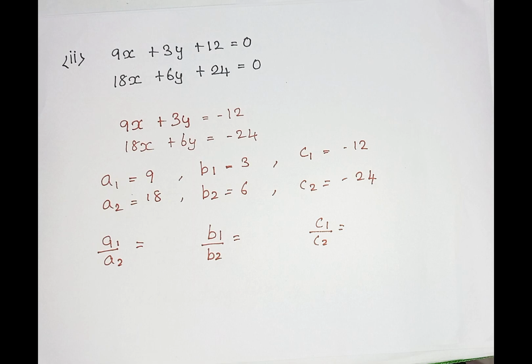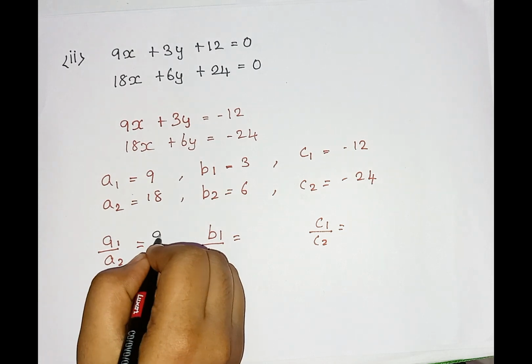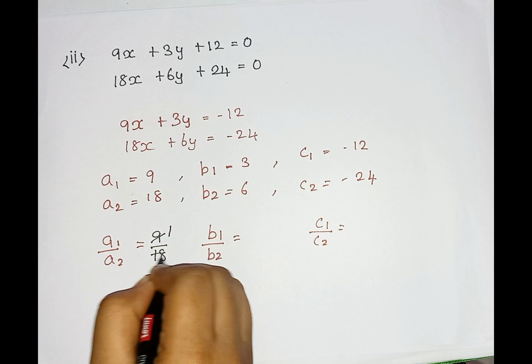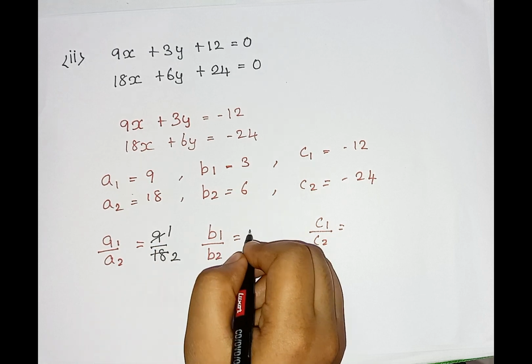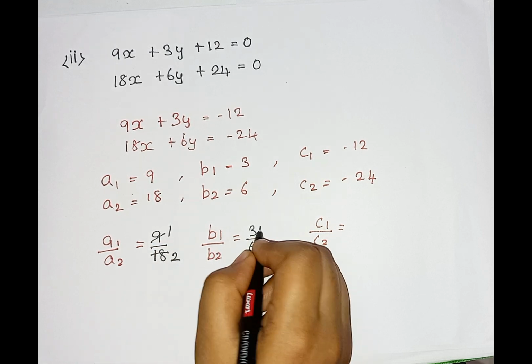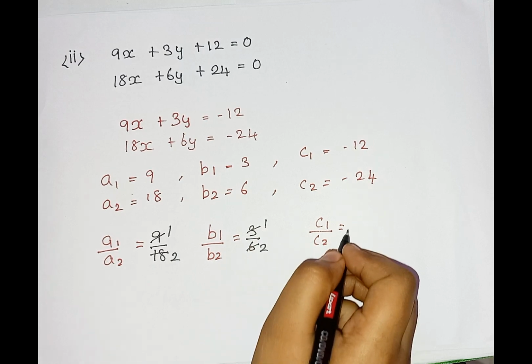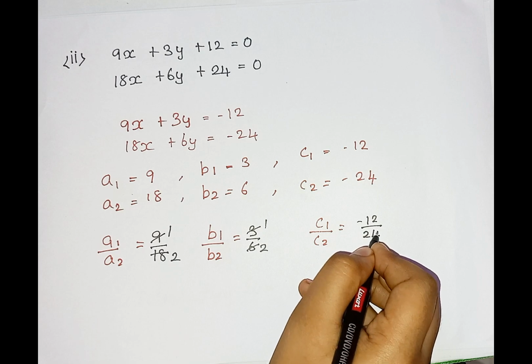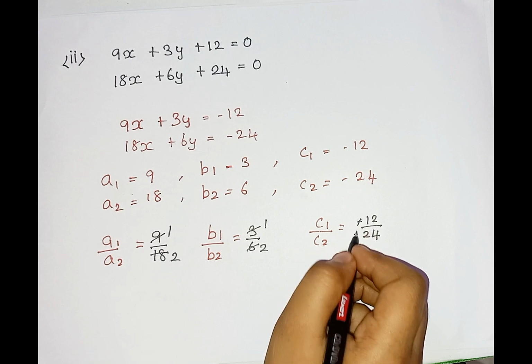So now we know the values, right? So you can write 9 by 18. You can actually cancel it. So 1 9 is 9, 9 2s are 18. So here 3 by 6. So 1 3 is 3, 3 2s are 6. So minus 12 by 24. Okay, so cancel the signs.